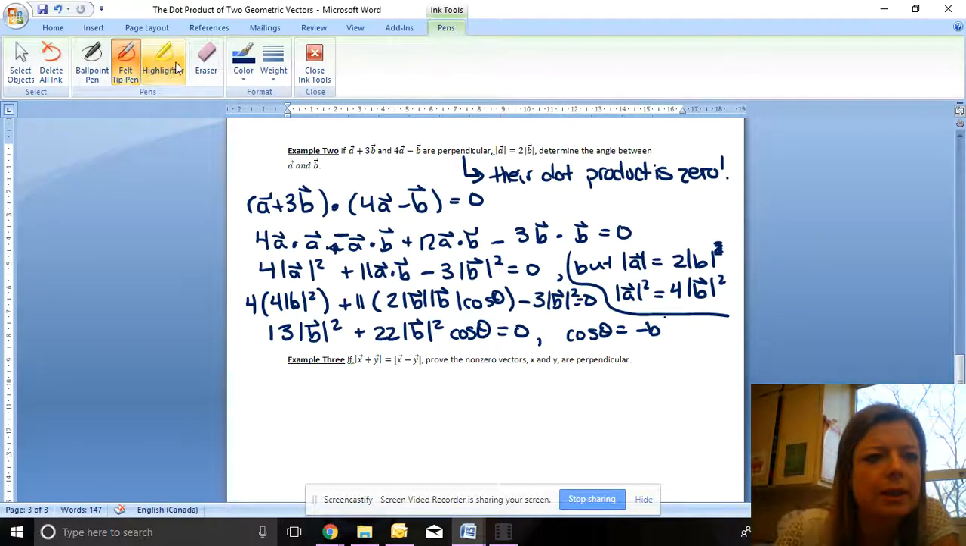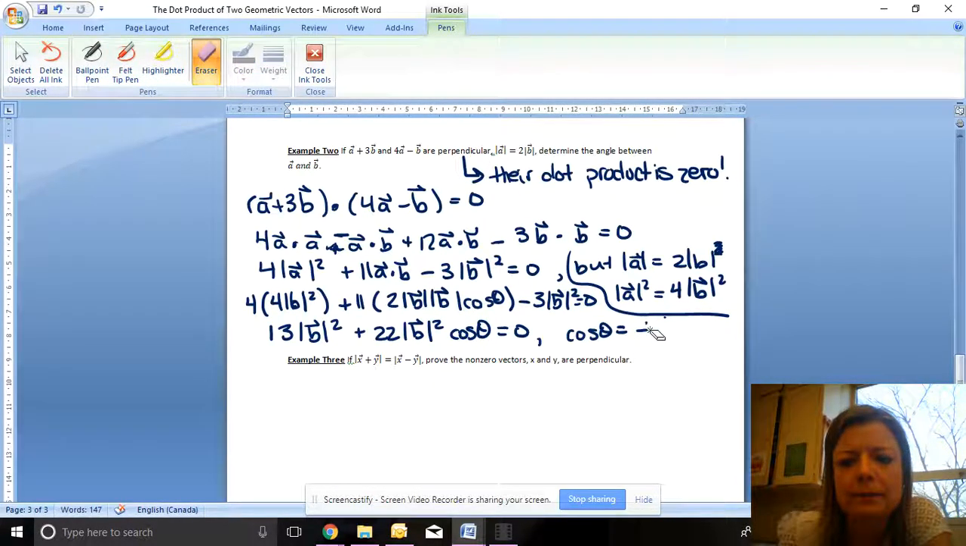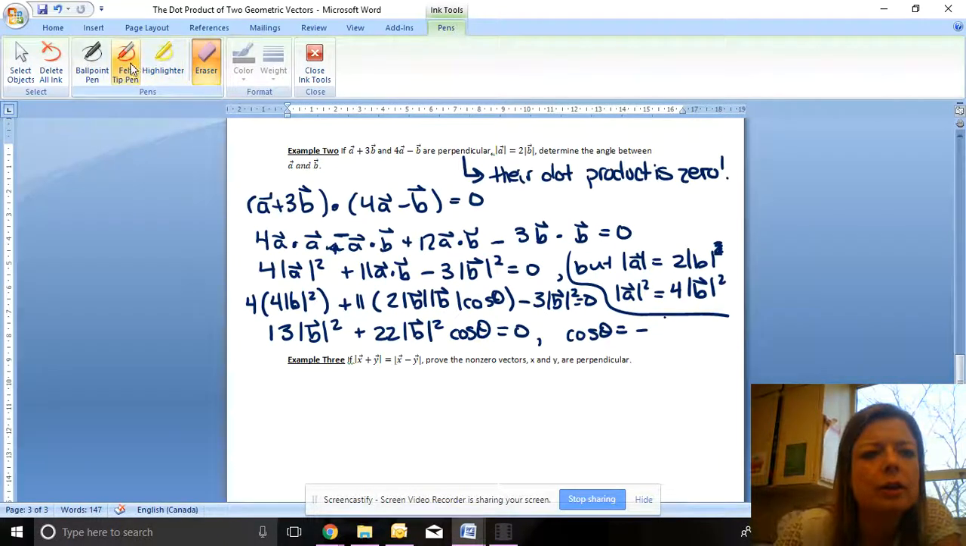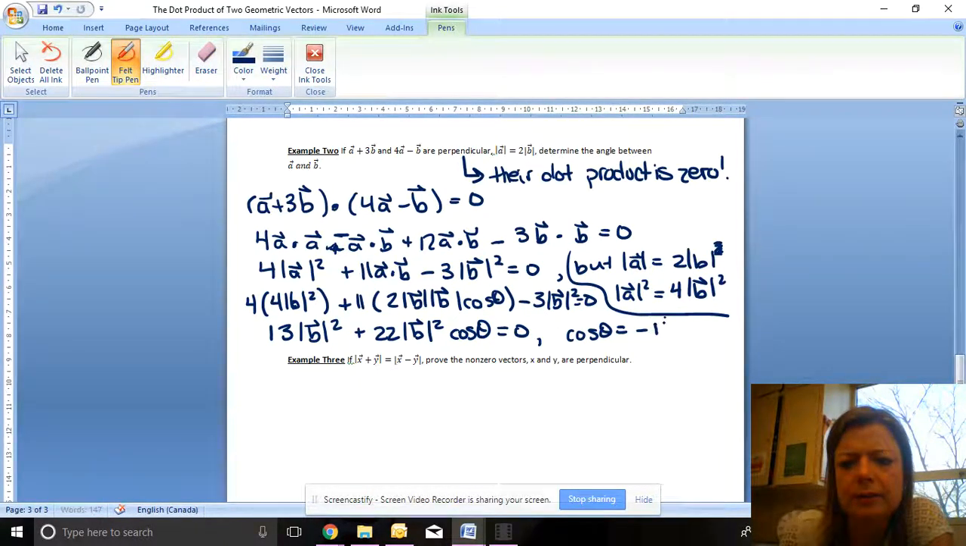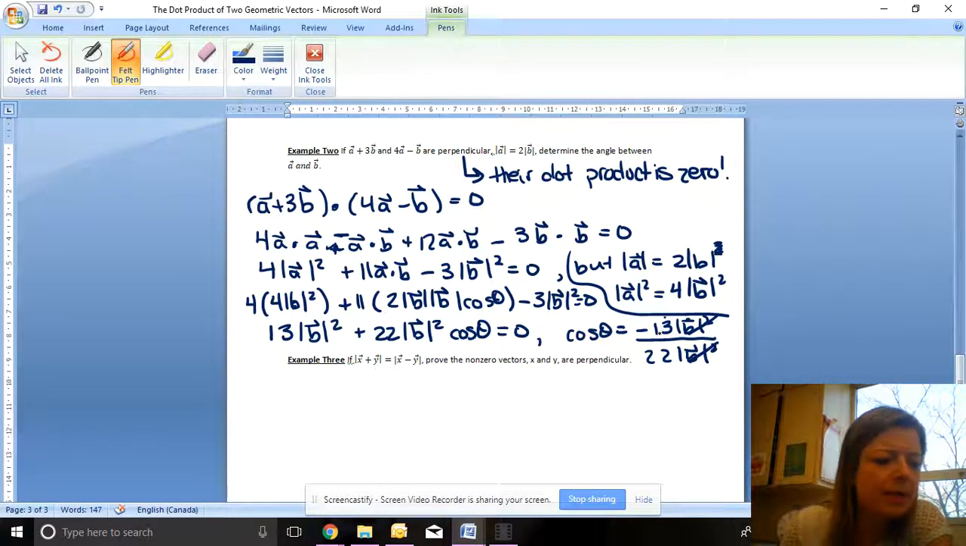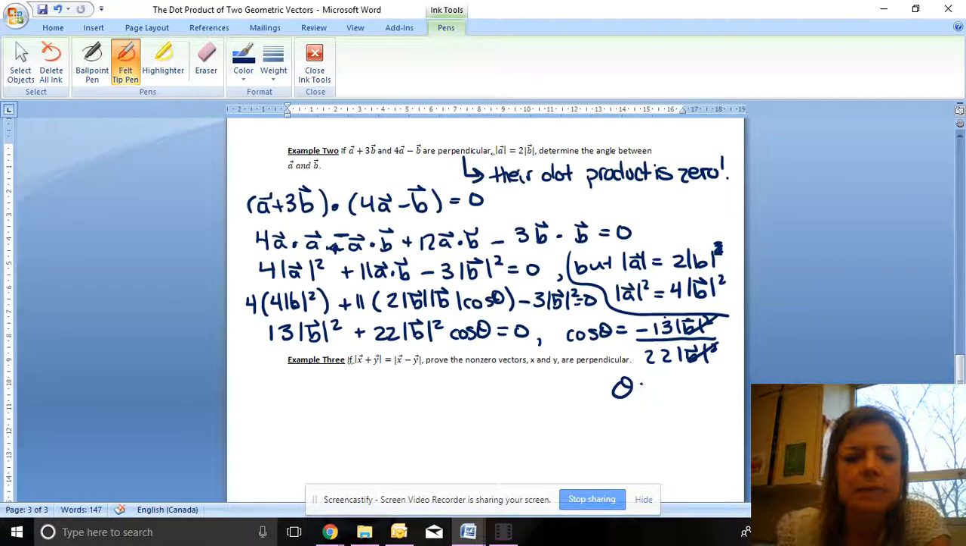Minus 13 magnitude of B squared over, and then you divide it by 22 magnitude of B squared. So these cross off, and you're left with just negative 13 over 22 as your cos theta. And so you put that into your calculator and you get 126.2 degrees.